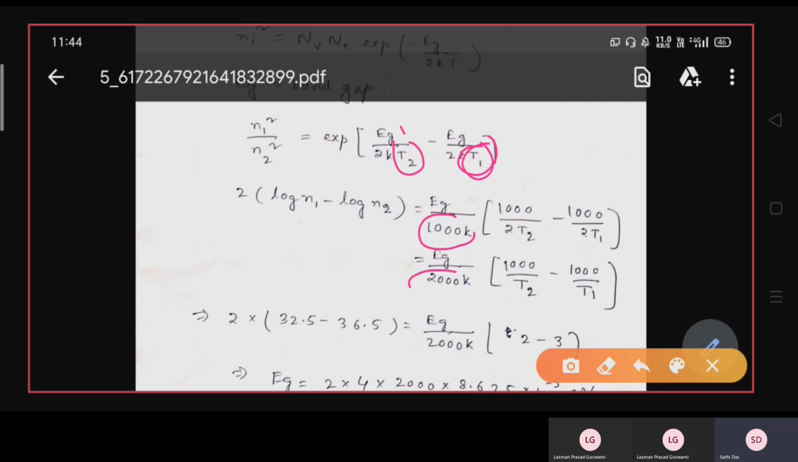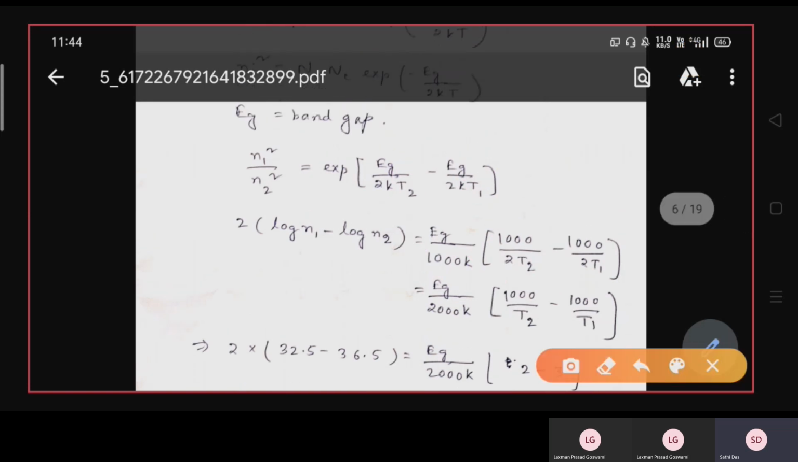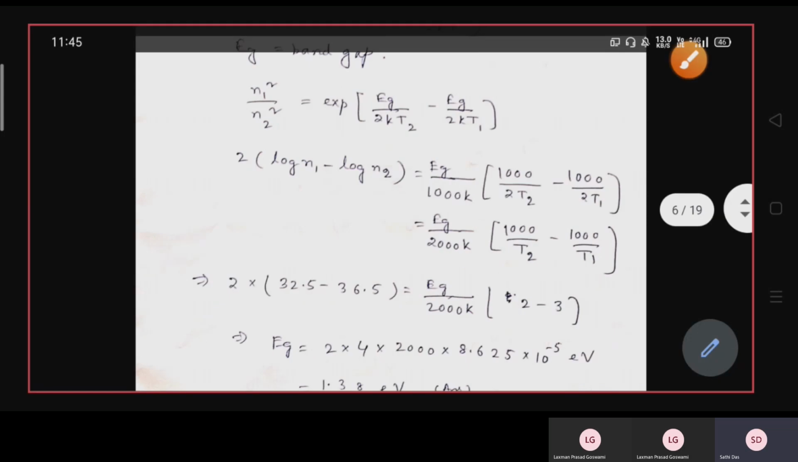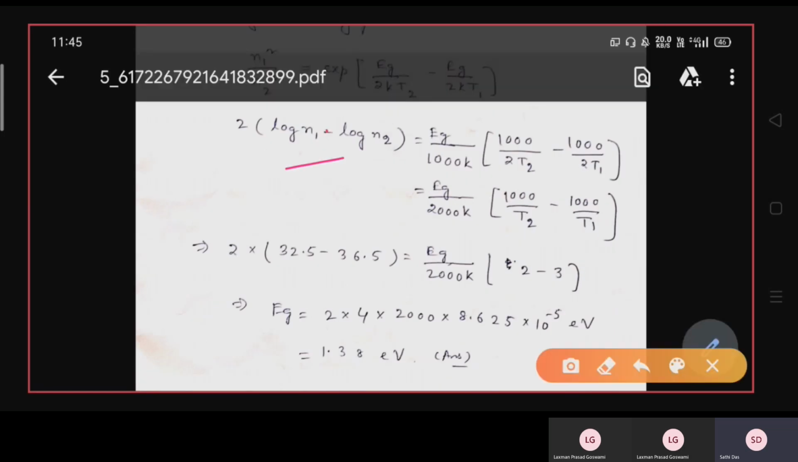So we take 1000 here and we multiply 1000 here, for our simplification of calculations. I think you understand it. And then after simplifying we get Eg by 2000k, 1000 by T2 minus 1000 by T1. Now all these data are given, that is log n1, log n2, 1000 by T2, 1000 by T1.